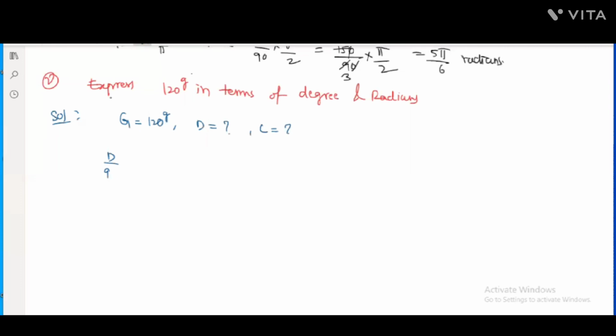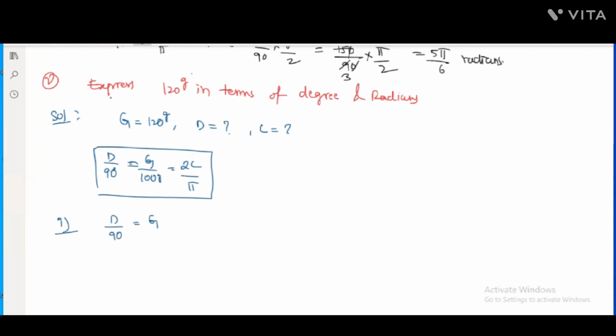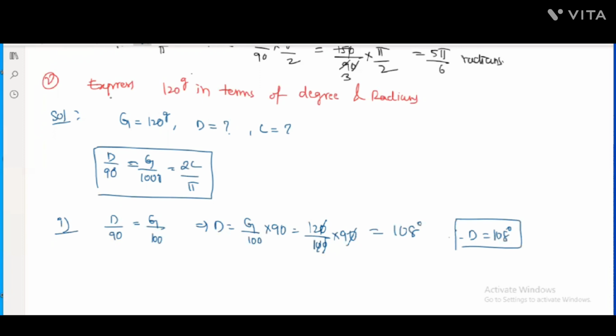So the relation is the same. D by 90 is equal to G by 100 is equal to 2C by pi. So here the first case is D by 90 is equal to G by 100. So D is equal to G by 100 into 90. The G value given here is 120, so 120 by 100 into 90. Here these two zeros cancel, so we get 108 degrees. Therefore, the D value is 108 degrees, meaning 108 degrees is equal to 120 grades.